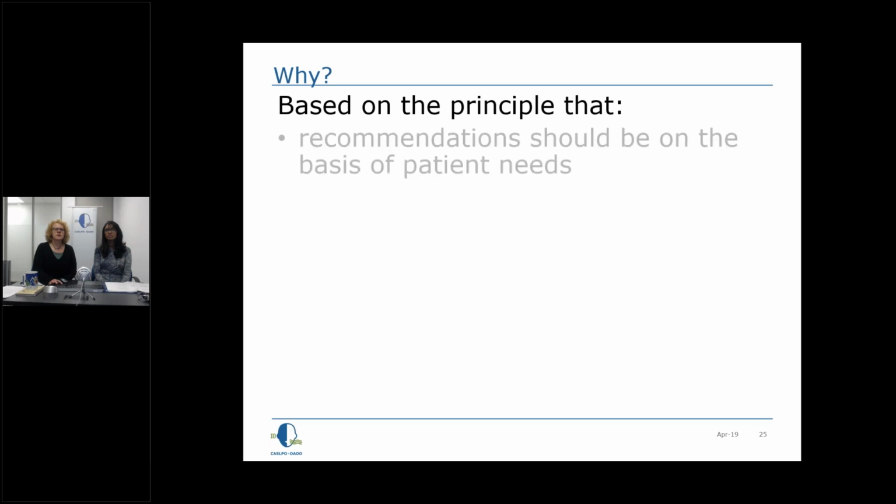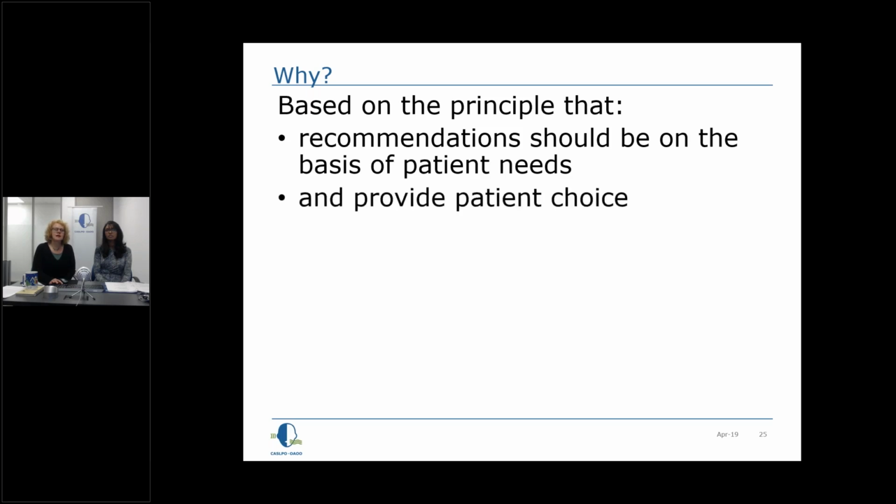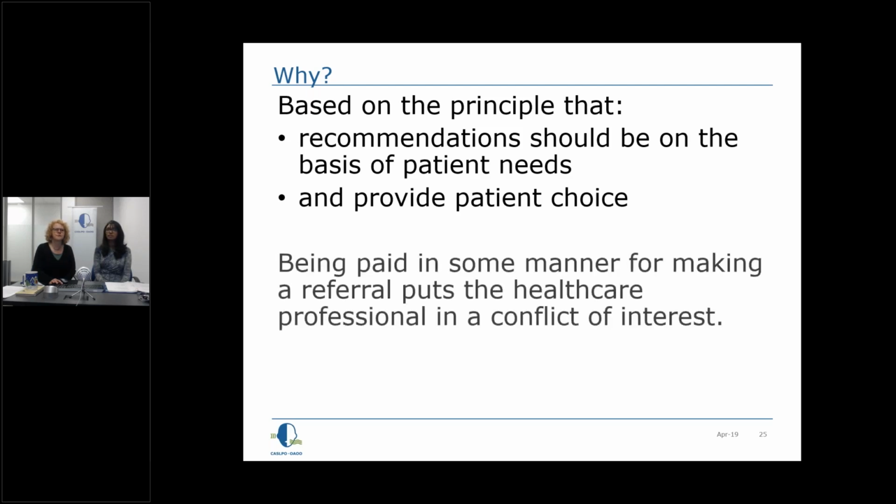And based on that principle, this concept is based on the principle that recommendations should be based on the basis of the patient needs. And a second principle is that wherever possible, you should be providing patient choice. Being paid in some manner for making a referral puts the healthcare professional in a conflict of interest, or at very least, it appears to.